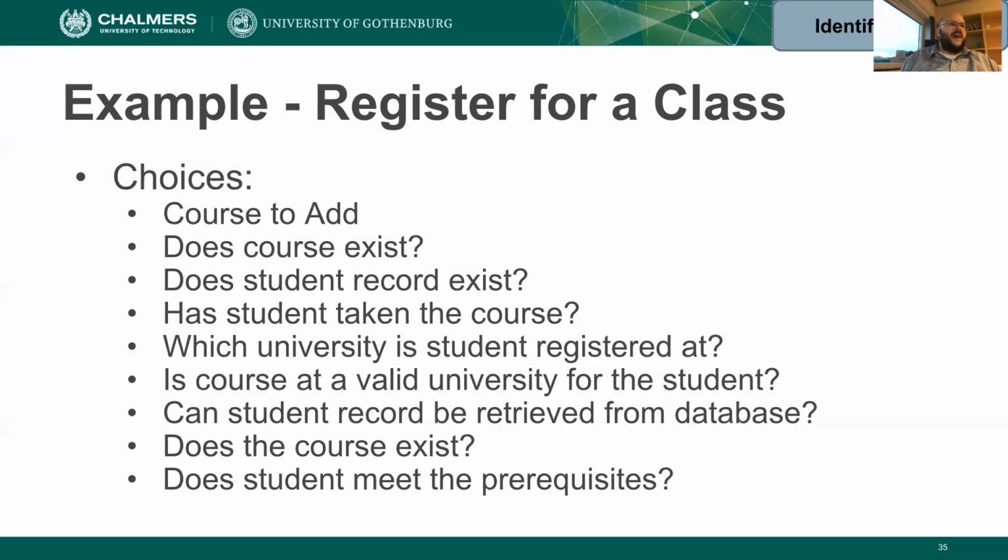So what course do we want to add? Is it a real course? Can we access your student record? Have you already taken that course? Are you registered at the right university to take this course? Can your record be retrieved from the database? Does the course exist? Does the student meet the prerequisites for it? And so on. Are there any questions so far?